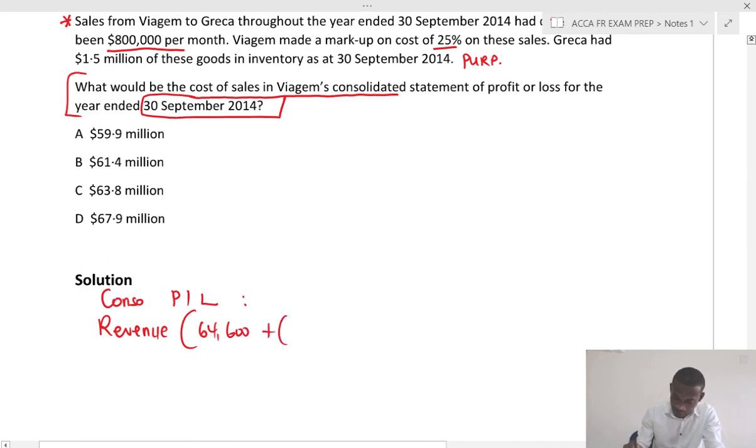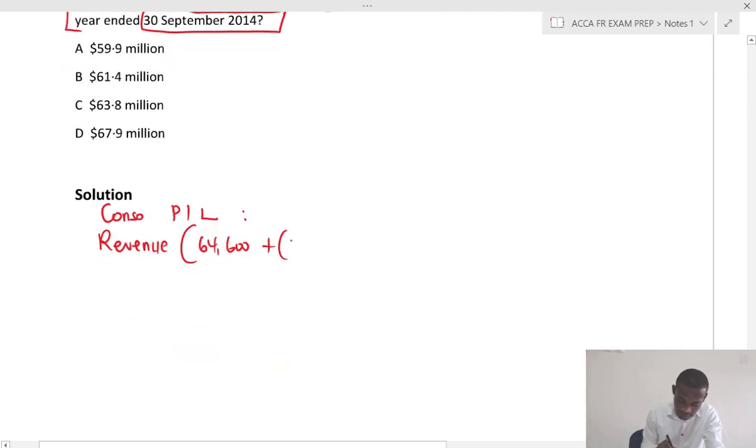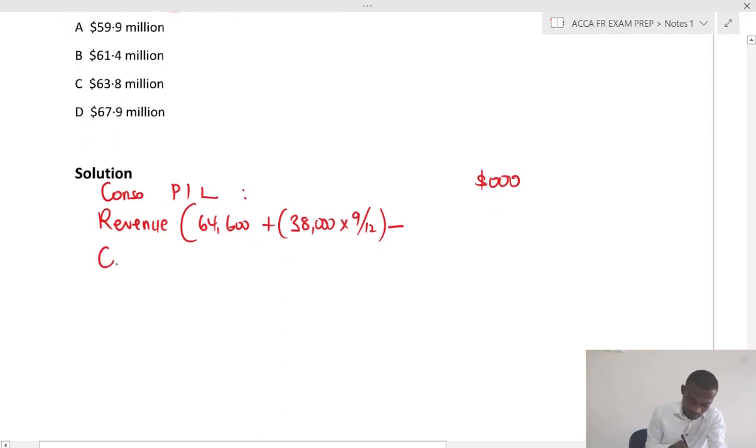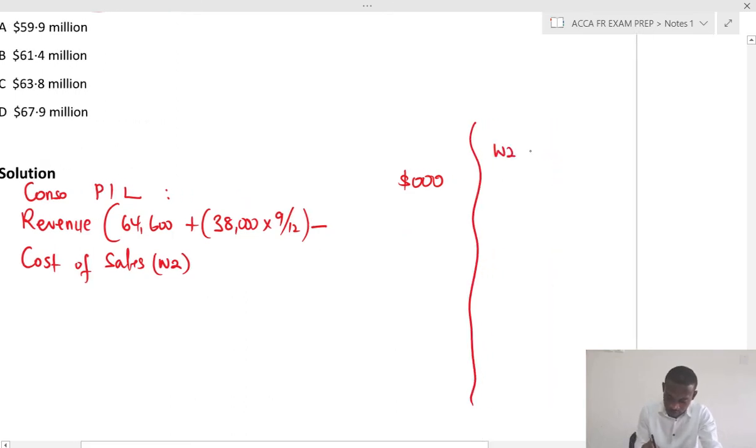plus, then you bring the subsidiary 38,000. So here 38,000 by your time apportion, which is 9/12. So we have 3 zeros up there. Just not to close it because there's intra-group sale we do an adjustment for, and we bring the cost of sales. So I'll use the workings. So maybe this is workings 2. So for my workings 2, which is the requirement actually, so cost of sales.